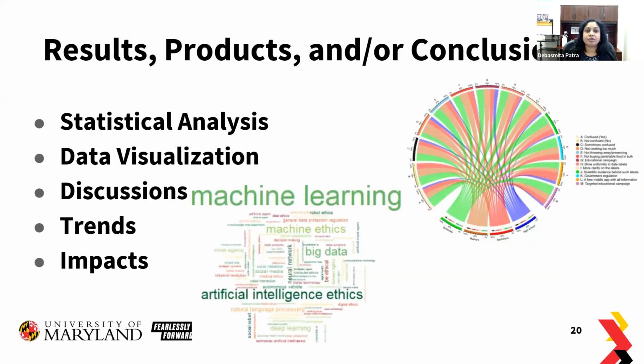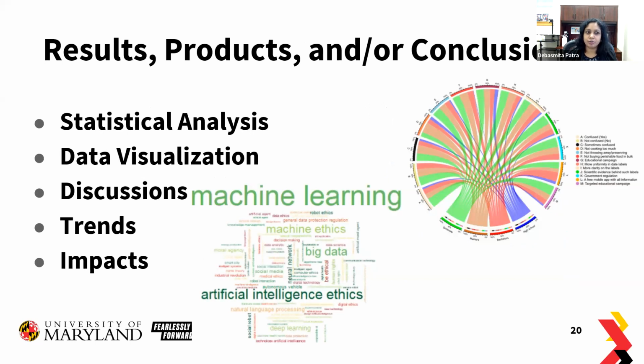And results, products, and conclusion. When we did the study, we had our research questions, and then we were talking about results. So this is the question, this is the method we used, and this is where we generate all our results. It could be statistical analysis.